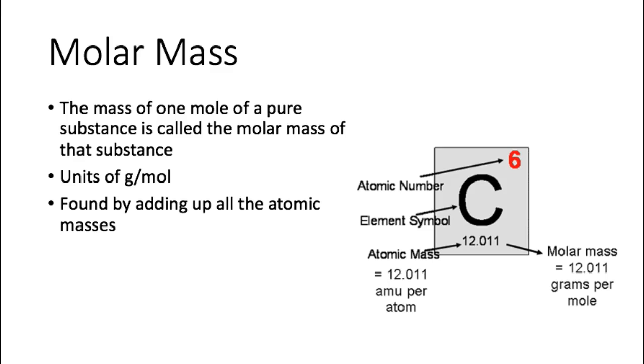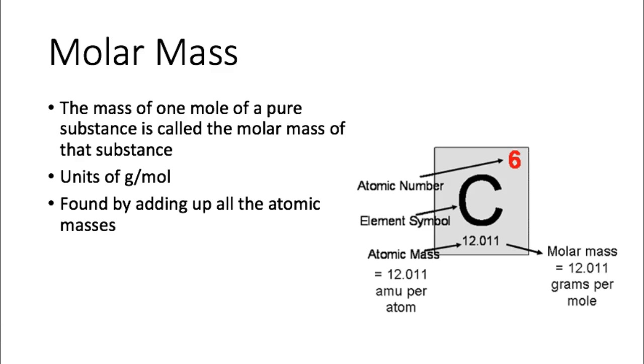Now, when we're relating the amount of a substance to its mass, we're going to use something called molar mass. This is the mass of 1 mole of a pure substance, the units are grams per mole, and it's found by adding up all the atomic masses. It's pretty simple when you're dealing with just an element. In our picture we have the element carbon, and the atomic mass is 12.011 AMU, and the molar mass is 12.011 grams per mole. So when we're dealing with a single element, the molar mass is the same as the atomic mass.